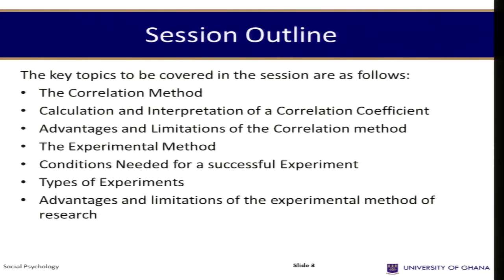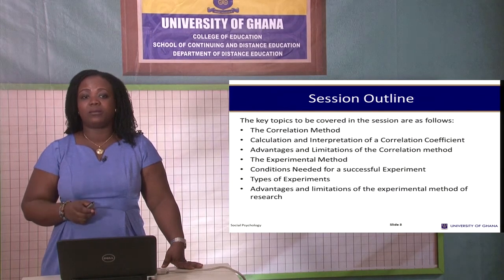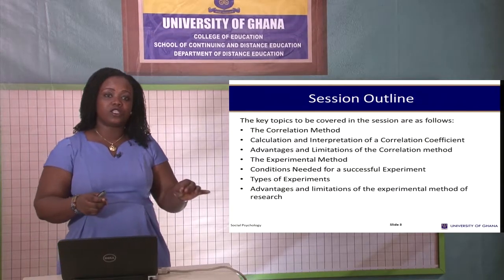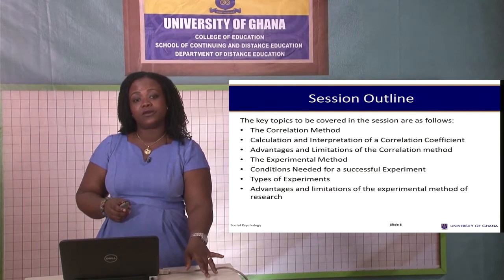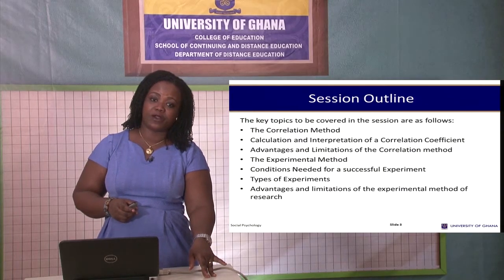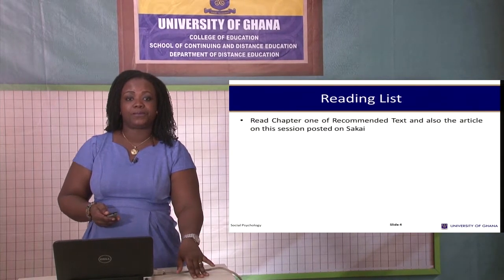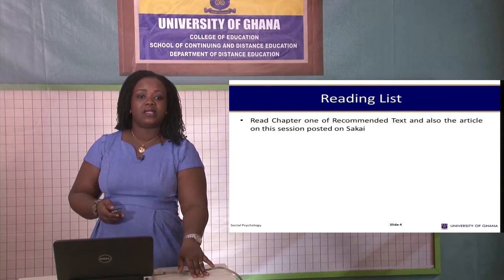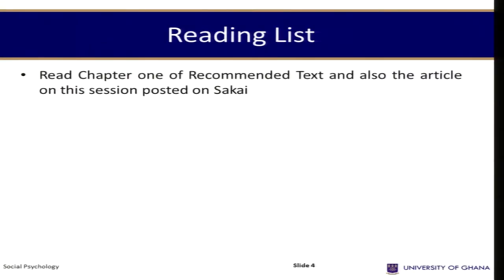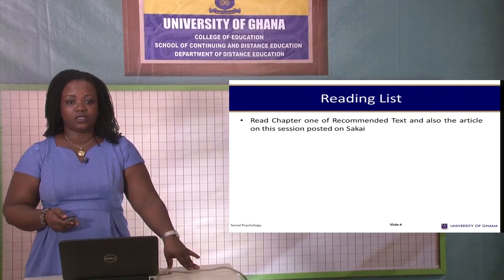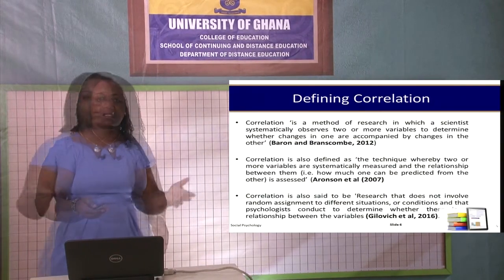We are going to look at the calculation and the interpretation of the correlation coefficient and look at the advantages and disadvantages of the method. Then we look at the experimental method, what conditions you need to put in place to make an experiment successful, look at some types of experiments, and look at the limitations of the experimental method. Here again, the expectation is that you read the first chapter of the recommended text and the article on this session posted on Sakai. So to start off, the correlation method, what is it?